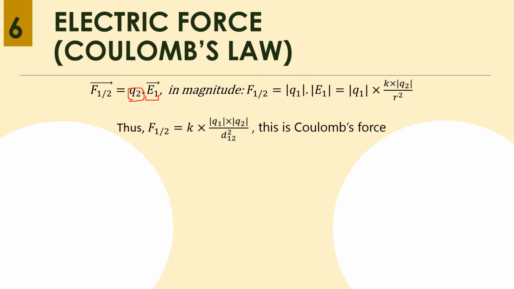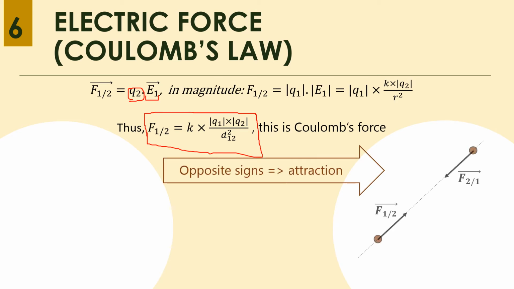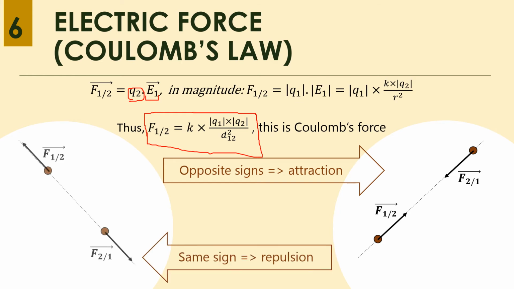Combining all these terms together, we get the equation F1 on 2 equals k times |Q1| times |Q2| over d12 squared. d12 stands for the distance between the centers of the two charges. Q1 and Q2 are the charges of the two particles we're considering, and this force is mainly known as Coulomb's force. Now we have two different scenarios. If we have opposite signs of charge, not opposite charges, opposite signs, one is positive, the other is negative, we'll have attraction. But if we have same sign charges, we will have repulsion.